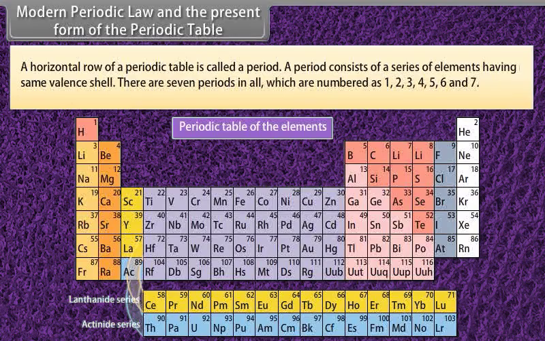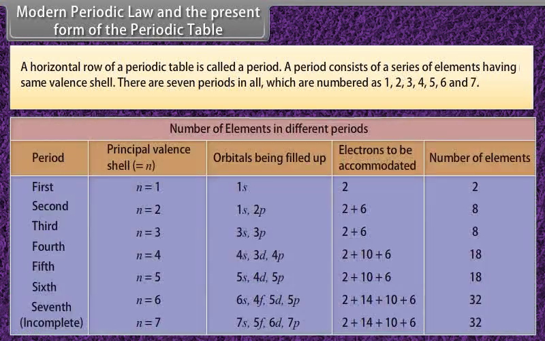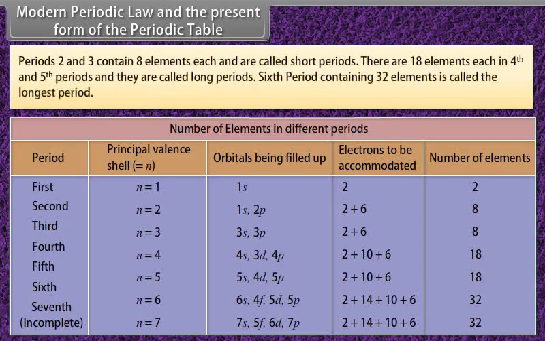A horizontal row of the periodic table is called a period. A period consists of a series of elements having the same valence shell. There are 7 periods in all, which are numbered as 1, 2, 3, 4, 5, 6 and 7. Periods 2 and 3 contain 8 elements each and are called short periods. There are 18 elements each in 4th and 5th periods, and they are called long periods. The 6th period containing 32 elements is called the longest period.